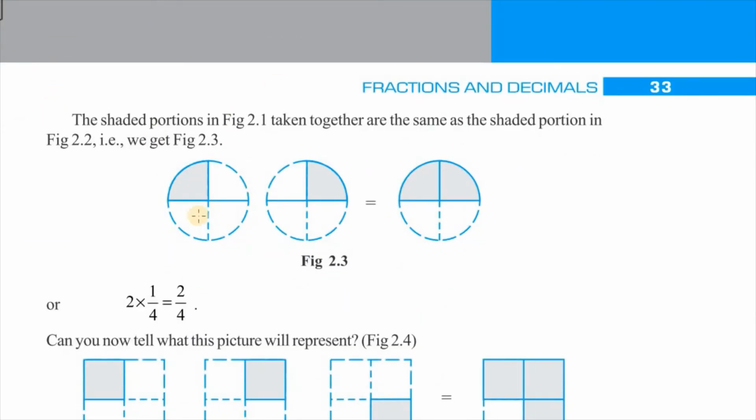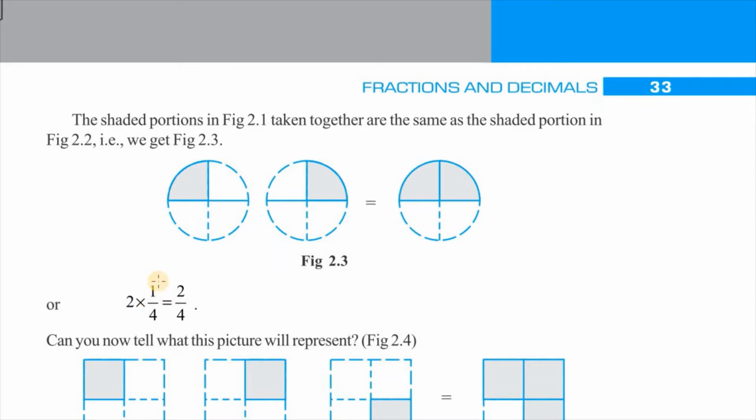Similarly, consider this also. Another way to do it would be to take the two shaded parts, that is 1/4 plus 1/4, and just multiply 1/4 by 2. So how did we multiply it? We just multiply the whole number with the numerator.